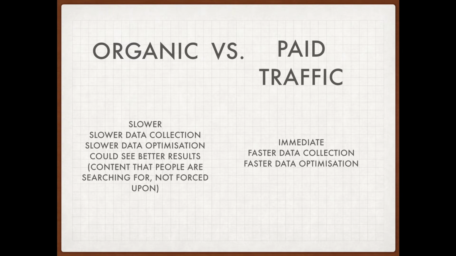All right, so we're going to be comparing organic versus paid traffic. So organic, you definitely have slower data collection, so it will mean slower data optimization, but you could possibly see better conversion rates and results on the type of organic traffic that you are gathering, because usually organic traffic is gathered from search-based platforms. So generally people already have user intent in searching for your terms in your types of products. So maybe this is a general statement, but you could see better results with organic traffic.